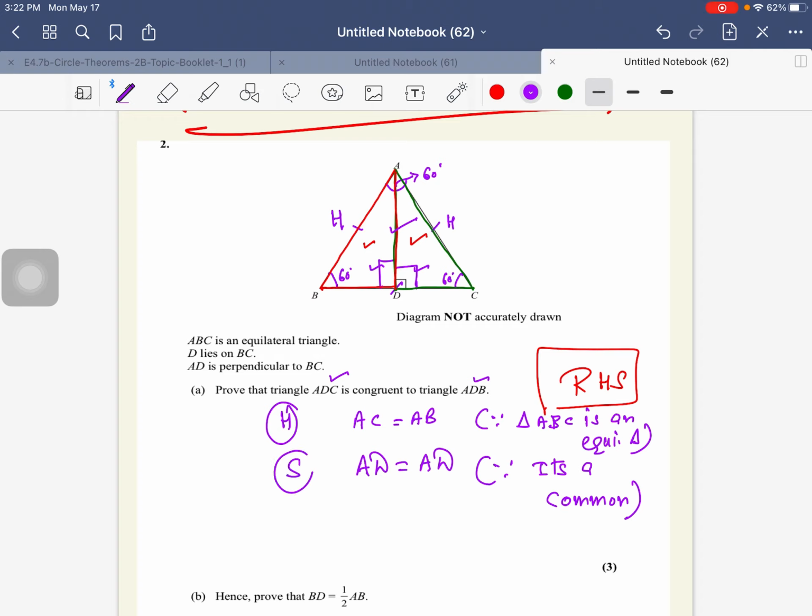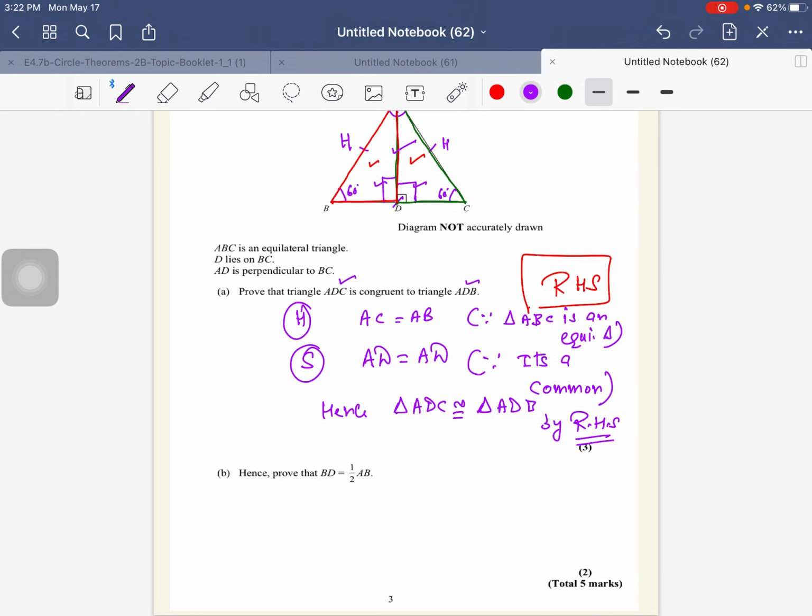We proved the hypotenuse equal. We proved one of the sides equal, and these are right angle triangles. So the triangles are congruent. Hence triangle ADC and triangle ADB are congruent by the RHS rule.